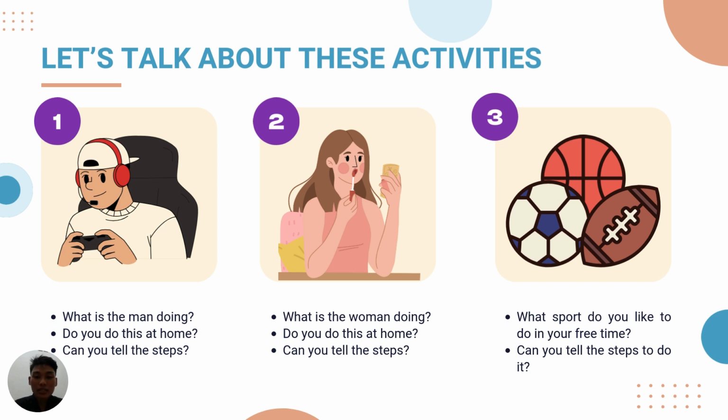And procedure text has three main language features. The first is imperative verbs or imperative sentences, atau kata perintah atau kalimat perintah. It usually begins with verb 1 or bare infinitive. For example, cut or pour or slice. Slice the onion, cut the carrot. Those are examples of imperative verbs or imperative sentences.